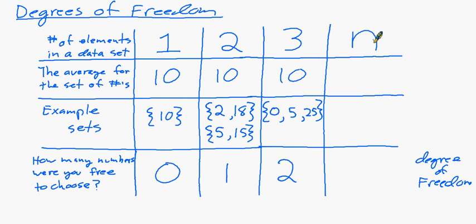So if we have n elements in the data set, degrees of freedom is n minus 1. And that's how you calculate degrees of freedom for the t-distribution. Now, other distributions for other scenarios can sometimes get more complicated than this, but that's a good introduction to degrees of freedom.